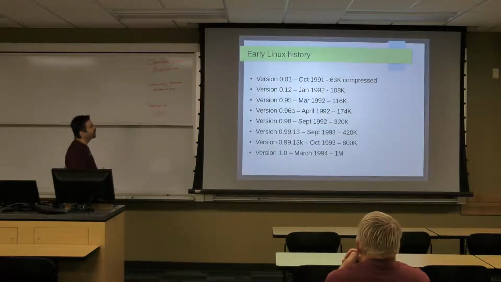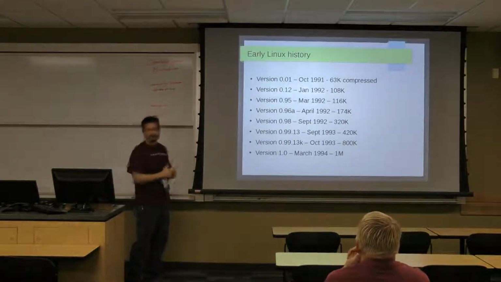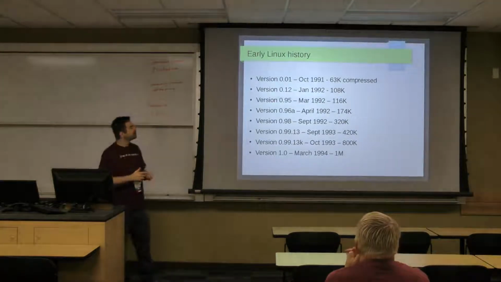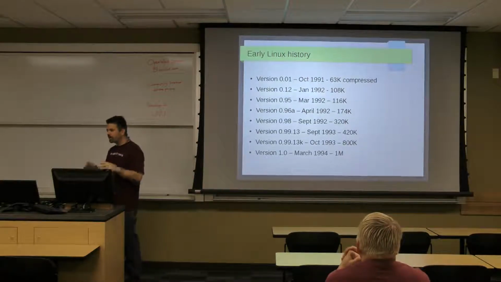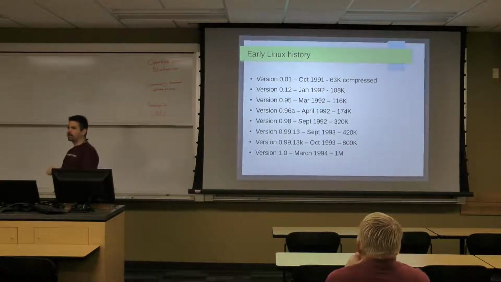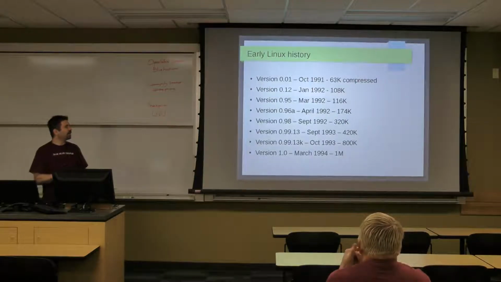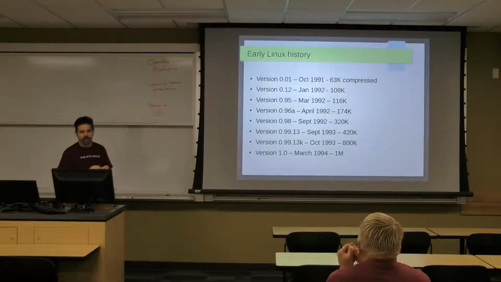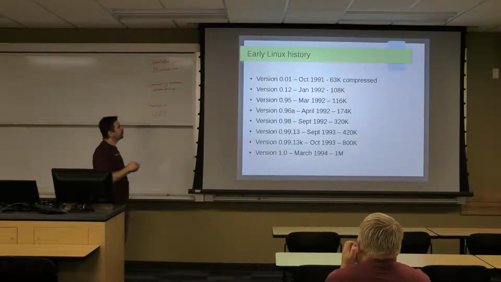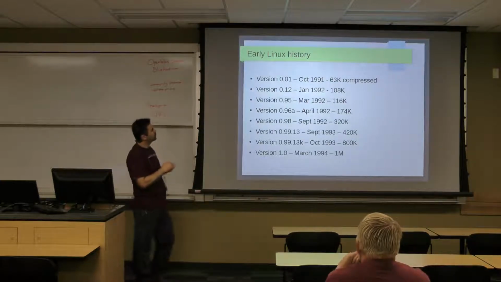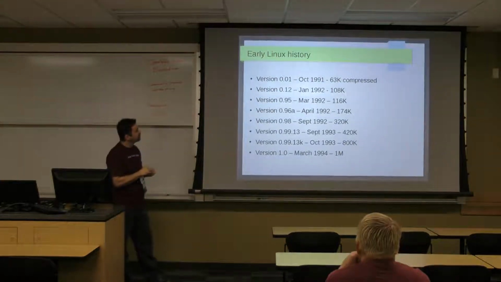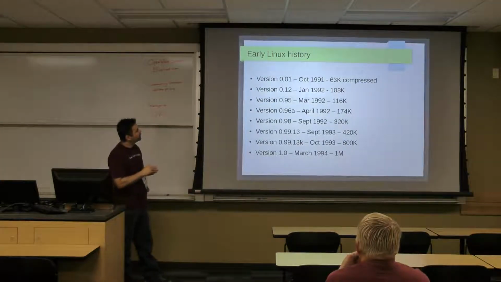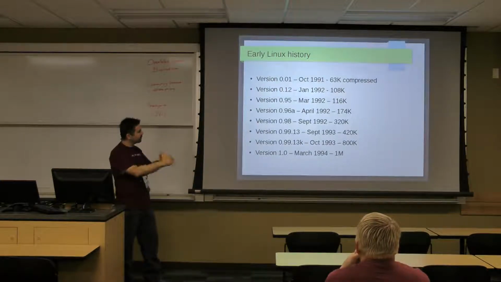So it's interesting, that first version of Linux that was put out into the wild, October 1991, the compressed code was 63 kilobytes. And by today's standards, it didn't really do very much. But by January, so 3 months later, it had almost doubled in size. Version 0.95, we're seeing a little bit more creep, April, September.